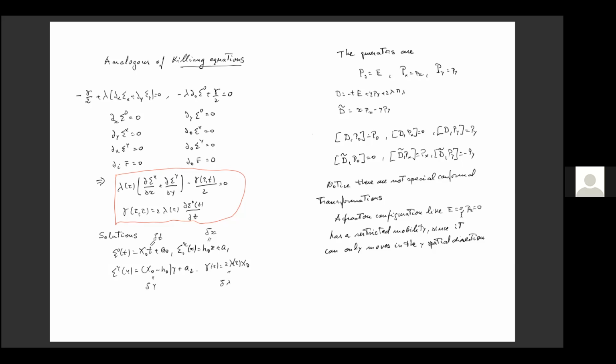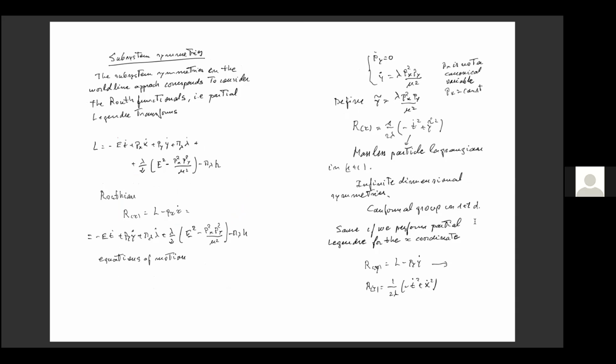And a fracton configuration with E equal to 0, px equal to 0 has a restricted mobility, since it can only move in the y direction. Okay, therefore fractons, as I maybe didn't say before, are immobile or have this restricted mobility. Now, what about the subsystem symmetries? How can we get that? We came across the following idea, given by the Routhian function. That is essentially doing the Legendre transform, but not in all variables, doing a partial Legendre transform.